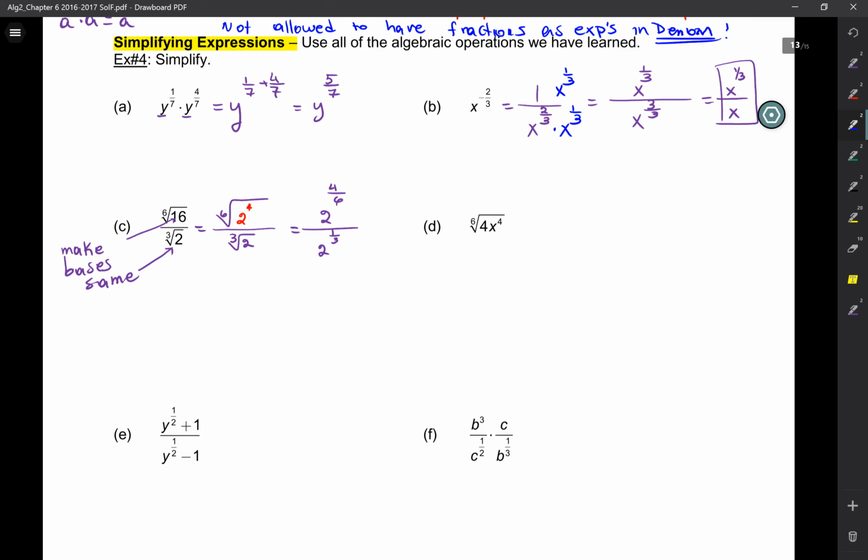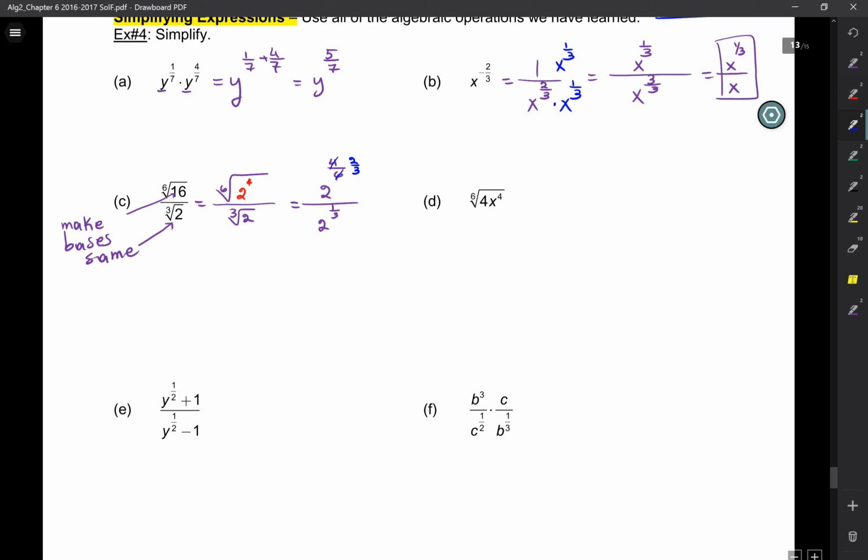Is it possible to simplify the 4/6? Yeah, what do we get? 2/3. And here I get 1/3. So let's see what we have here. 2 to the power of 2/3 over 2 to the power of 1/3. Now, we could do a couple of things here. I could multiply in the denominator like we did before. Or, what else could I do?